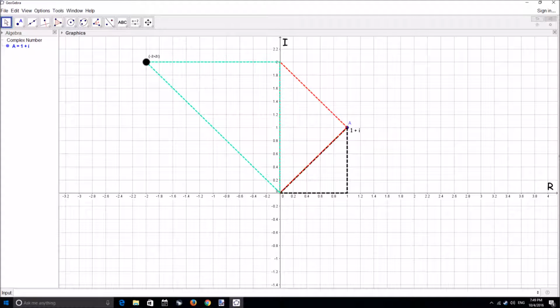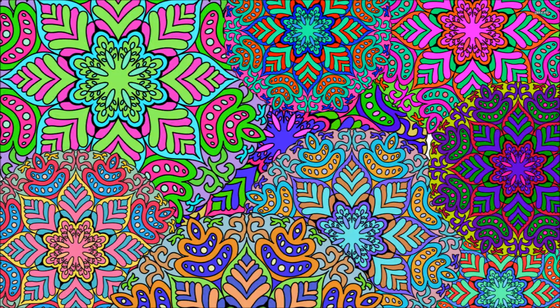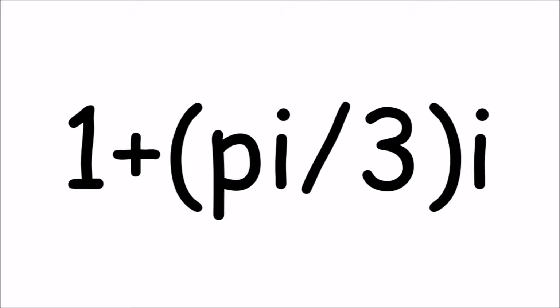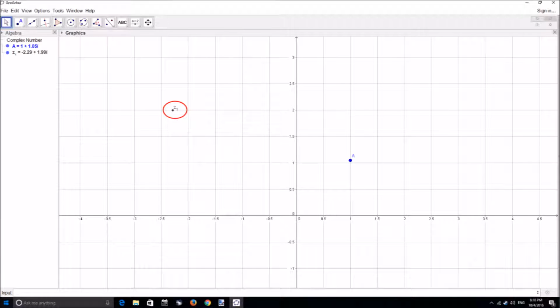If you make this initial complex number 1 plus pi over 2 i and raise it to the second power, you get negative 1.47 plus 3.14i. Good. That's only our second iteration. Now for the third. If you're intelligent enough to see the pattern here, you would just know that the next starting point is 1 plus pi over 3 i. Okay, if you raise this to the third power using all that triangle stuff I just showed you how to do, you get negative 2.29 plus 1.99i. Are you seeing the pattern? Because I sure don't.